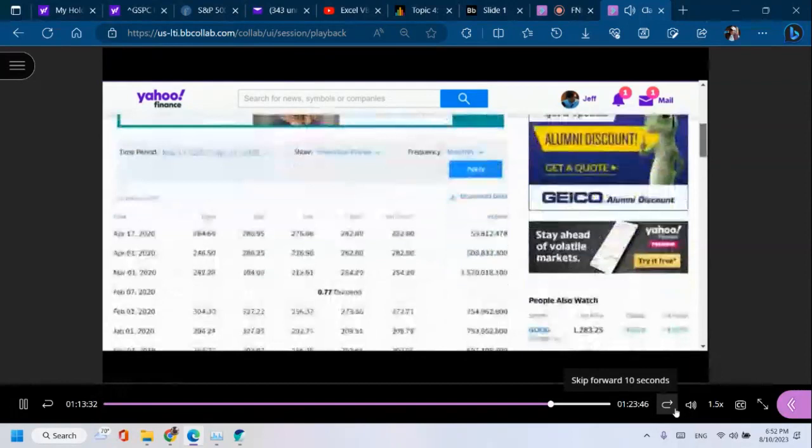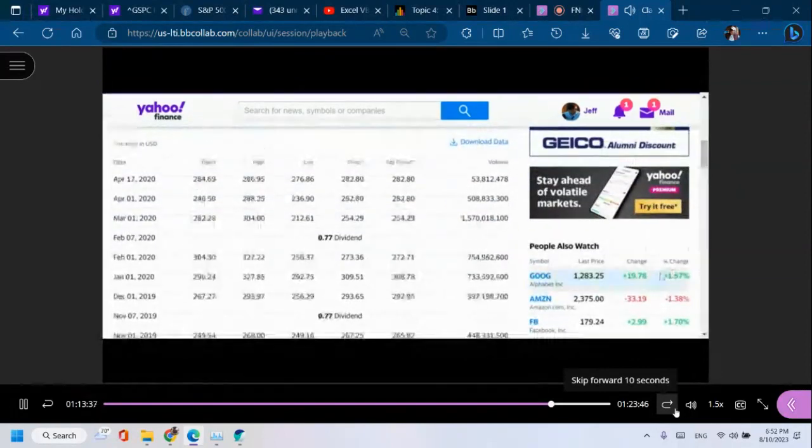Anyway, so how do I download this? Well, you see here, download data. So click that. It's just going to download it. So you open it.